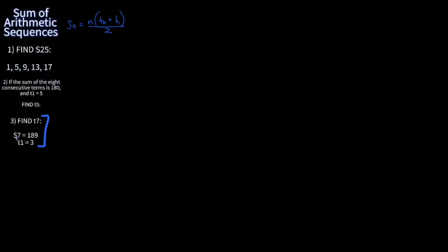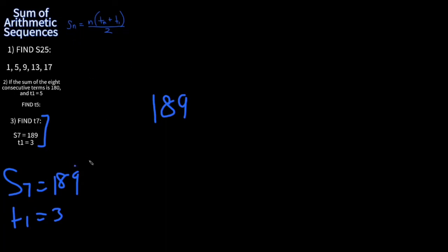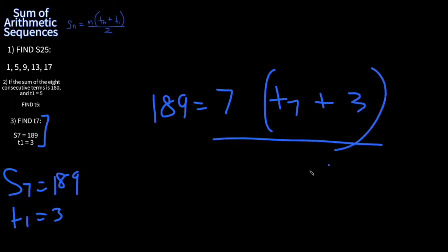So they gave us the sum of 189. Actually, I'll add another question later on. The sum of 7 is 189, and T1 is equal to 3. Now they want us to find the 7th term. They've given us basically everything we need. So let's write it down. So the sum of 7 is 189. It's equal to 7, because this is 7, remember? Bracket T7, so that's what we're trying to find. Plus T1, which is 3. And you just divide by 2.